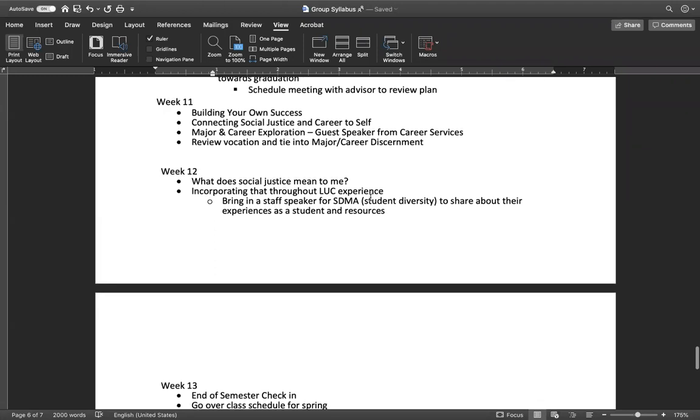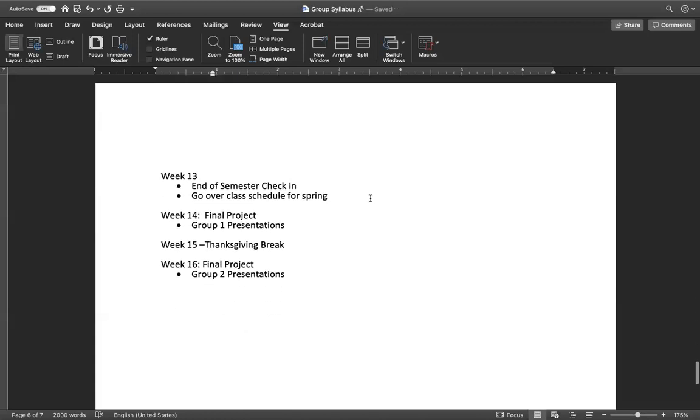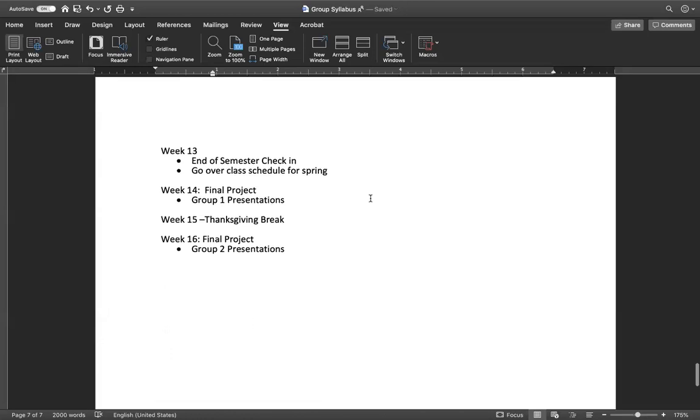Week 12, what we would like to focus on is: what does social justice mean to our students? And we'll be incorporating that throughout the LUC experience. We will be bringing in a staff speaker from SDMA, student diversity, to share about their experiences as students and also the resources. Week 13 is the end of the semester check-in, just seeing how everything's going for everybody. If there's any catch-up needing to be done, we'll focus and review that. We're also going to go over class scheduling for spring.